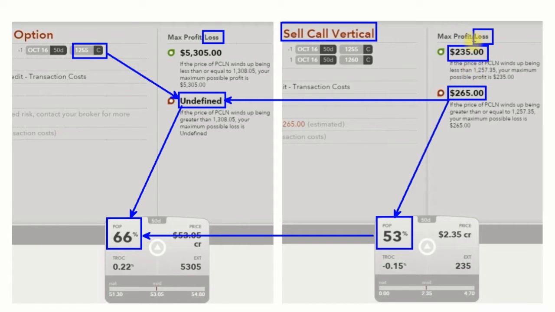We still have a good potential profit to make, but our risk is defined, and we still have a POP greater than 50%. And that's exactly why we sell call verticals as opposed to selling just a naked option or an option by itself. Undefined risk, too scary. Defined risk, much nicer, and a POP still above 50%. Hey, those are all bonuses working in our favor as beginning traders. We love to sell verticals.